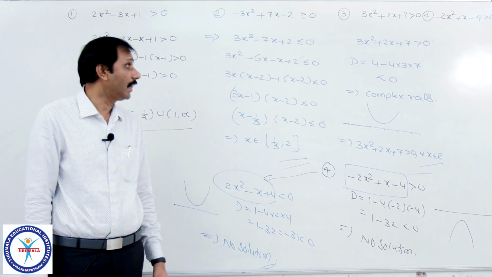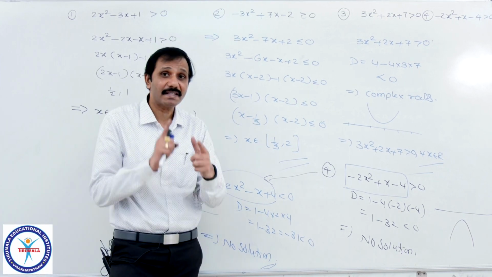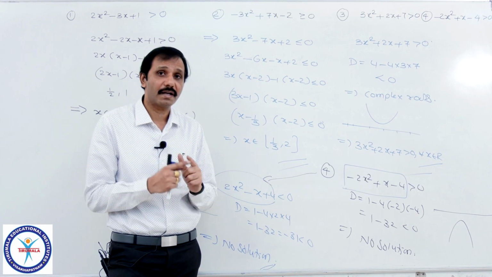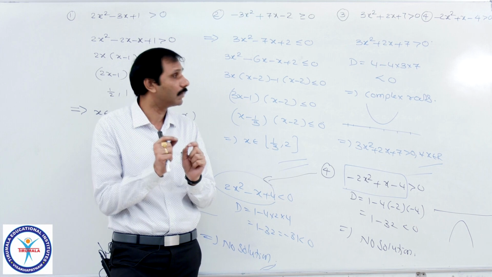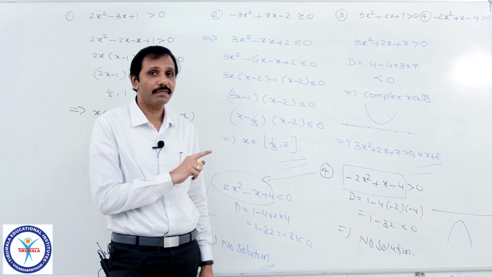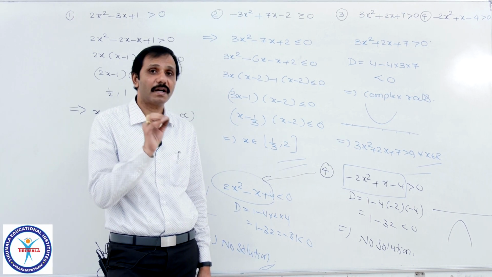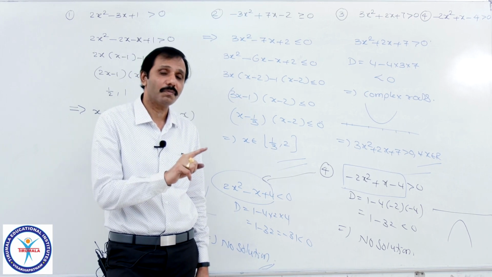Hope you understood this one, and we will move to the next concept when it has three factors, when it is a rational function of the type f of x by g of x. First, if you get a good idea and confidence in solving inequations when it has two factors or for quadratic polynomials, then it is very easy to understand when it has more than two factors.